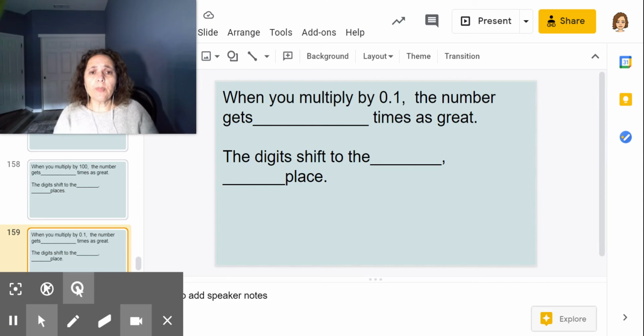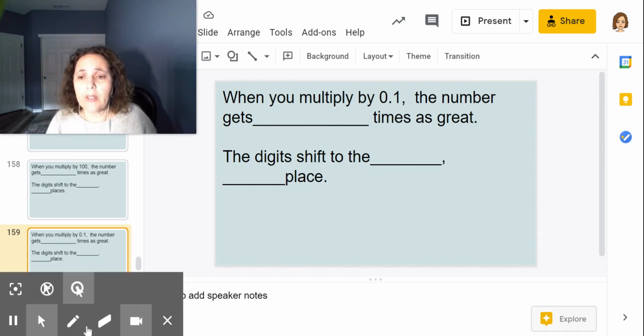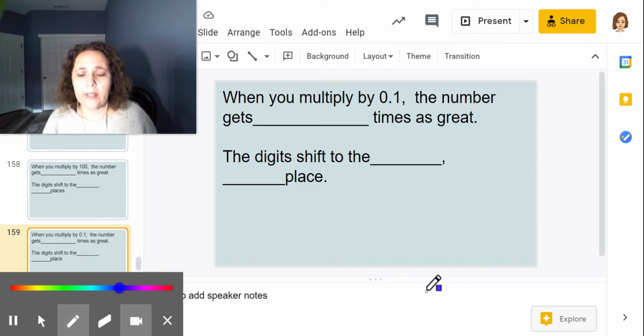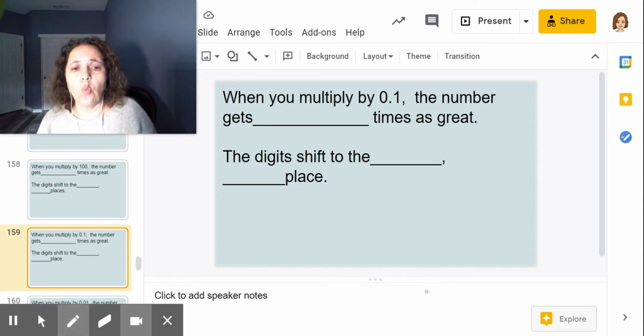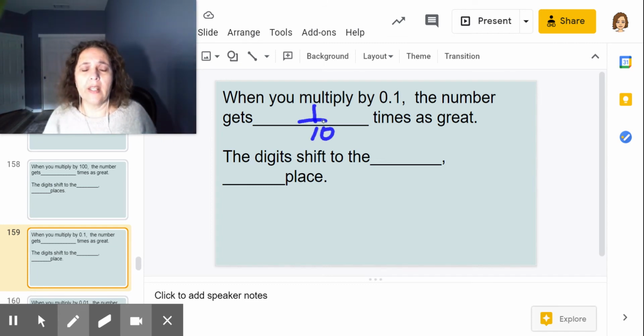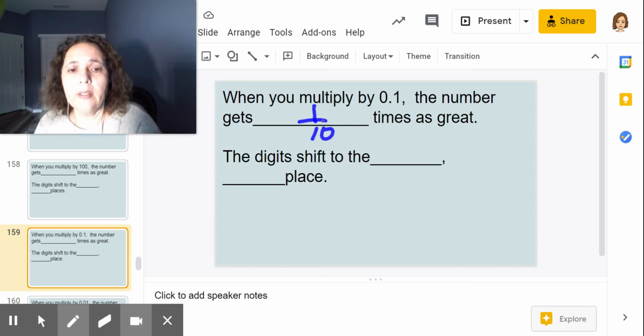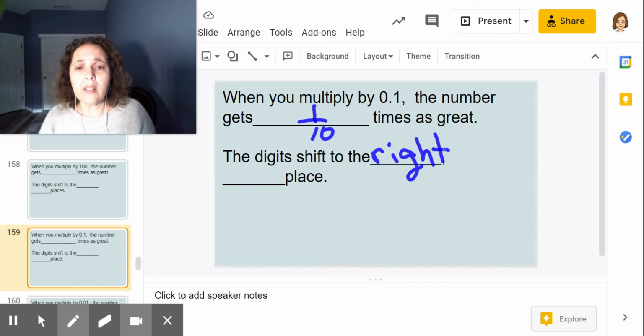What happens when I multiply it by 1/10? So now I'm multiplying by 1/10. The number gets what times as great? That's right, it gets 1/10 times as great. So it's not getting greater, right? It really isn't getting greater. It's actually getting smaller, but we say 1/10 times as great, which is actually smaller. And the digits shift to the right. Good. And how many places are they shifting if I multiply by 1/10?